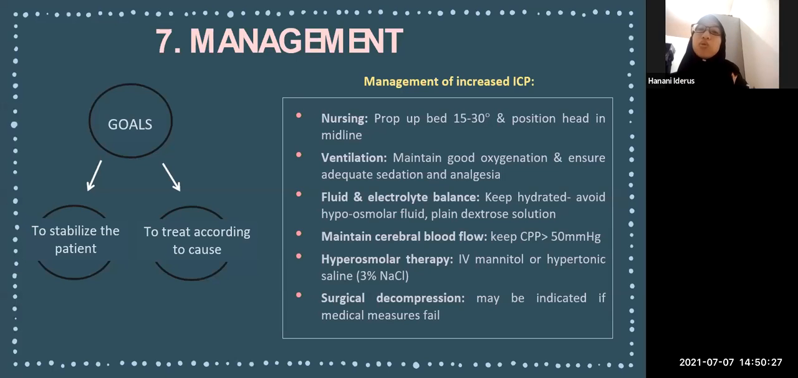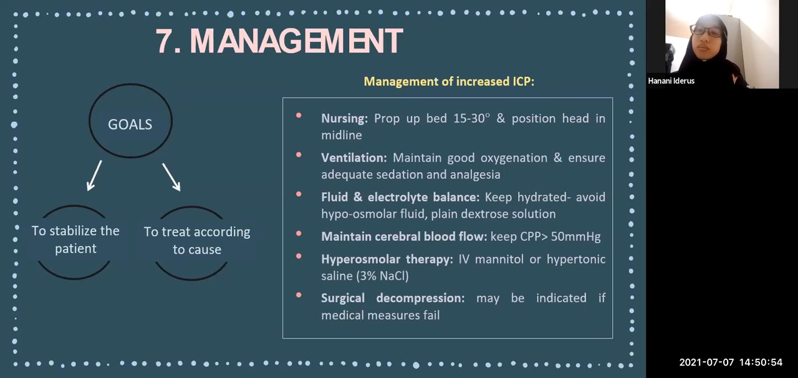Okay, so we come to the last step in the case of altered conscious level, which is the management. Basically, the goal of management is first to stabilize the patient, and then treat according to the cause. That's why it's important for us to determine the etiology first. For my part, I will explain the management of increased ICP.